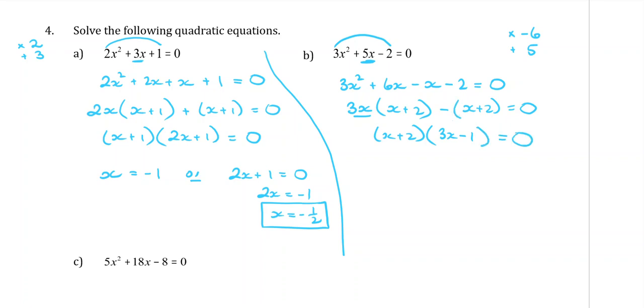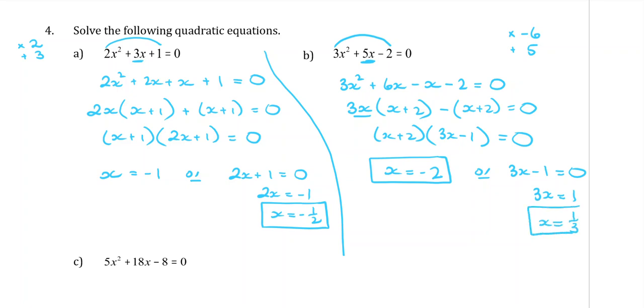Now we can use null factor. From the first bracket, we get x equals minus 2. The second bracket is a little bit tricky because we have two numbers. So if we do it the long way, we get 3x minus 1 equals 0. 3x is equal to 1, which means x is equal to 1/3. You may be able to go straight to that with a bit of practice.